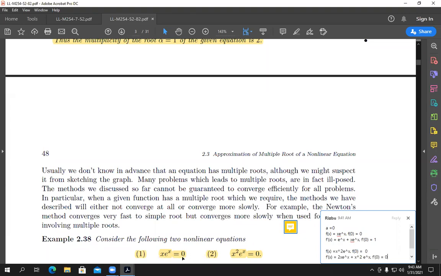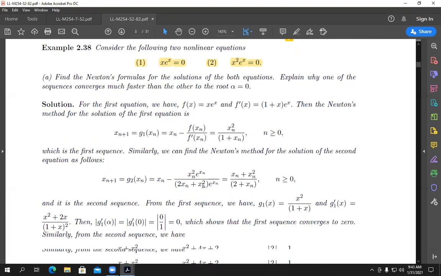You simply say Newton method is good for the first equation, because for the first equation alpha equal to 0 is a simple root. For the second it is a multiple root, and we know that for a multiple root Newton is not a very good method. Newton is only good for the simple root. I solved this one here.